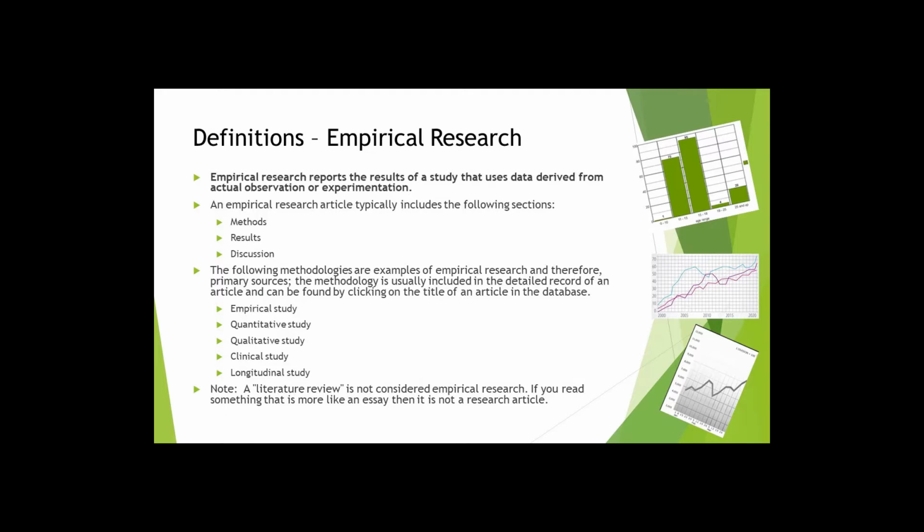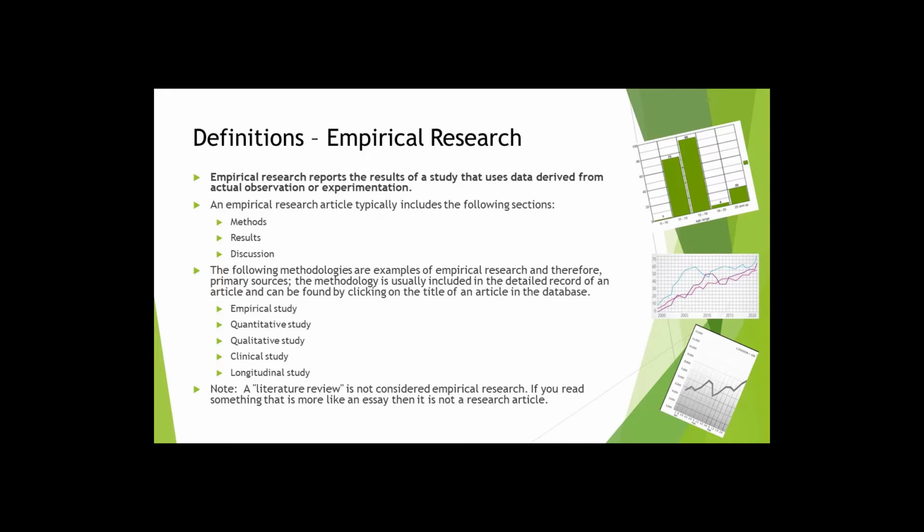Every research article has a section called a literature review that provides background information or an overview of the topic, including research related to the topic. But some peer-reviewed articles are a literature review, which means the whole article is a comprehensive review of research within a certain time period on a topic. A literature review article is not considered empirical research.